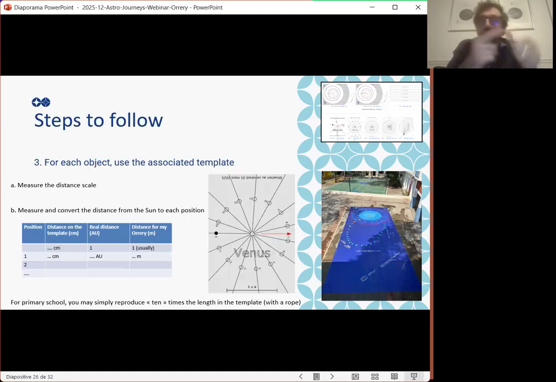Okay, and now you have the sun, you have the direction. So now you take your template for each object, one by one. You take your template here. So we have the sun and we have this direction that we have chosen. And first you measure the distance scale here in your template. So you write: 1 astronomical unit is that number of centimeters on my template. So why do we do that? Because now you will measure the distance from the sun for each position.